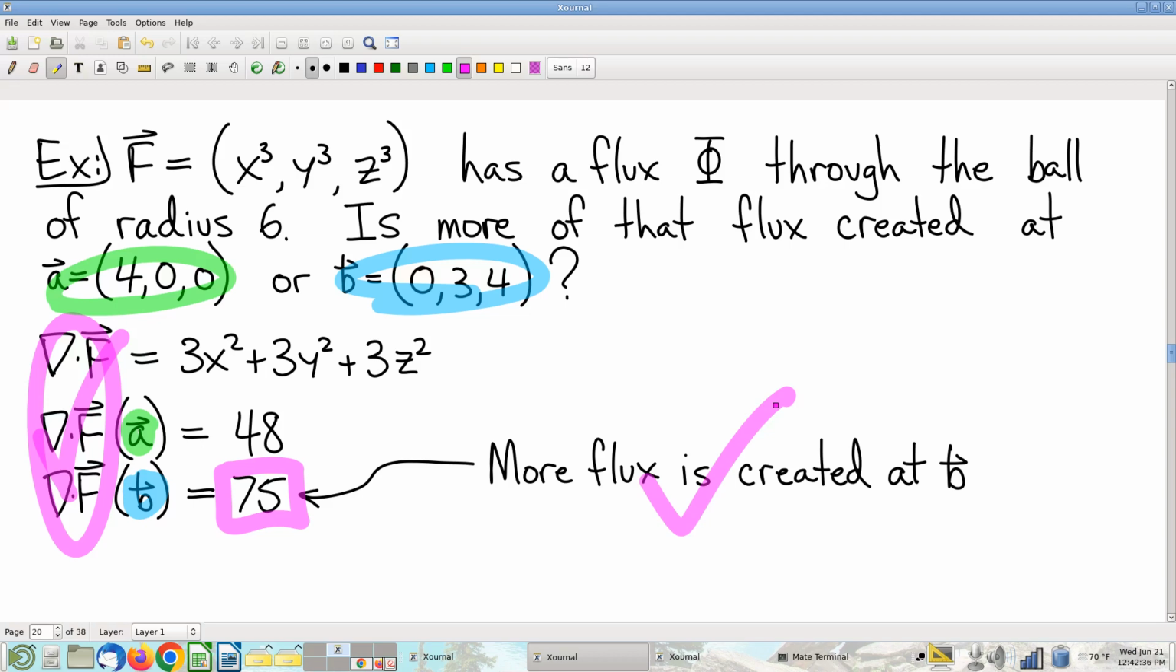So that's a nice point of view on divergence. It tells you where the flux is happening or where the flux is created in the interior, even though, of course, we measure it on the boundary. Again, red herring. Divergence tells you where it is and where it's happening.